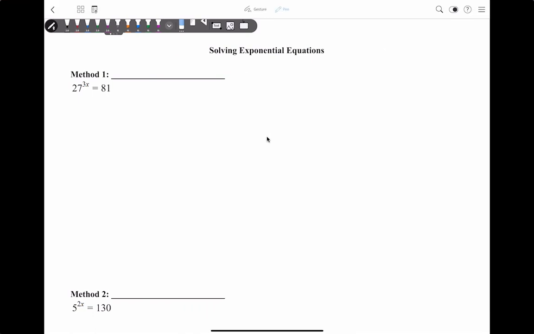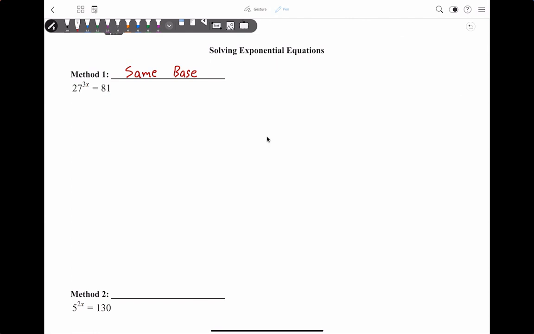Method 1 is called the same base method. Primarily this is done when you don't have a calculator. Now, you could have a calculator at home. However, in college or on the SAT non-calculator portion, you'll have to know how to do these skills. So it's very, very important that you still concentrate on learning how to do these, even though you could get away with using a calculator right now.